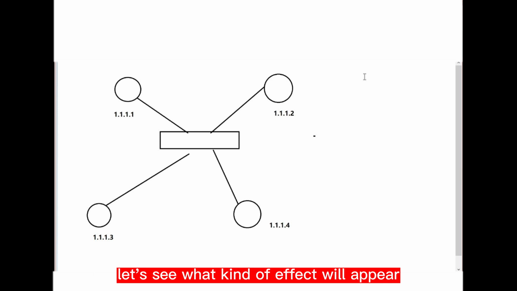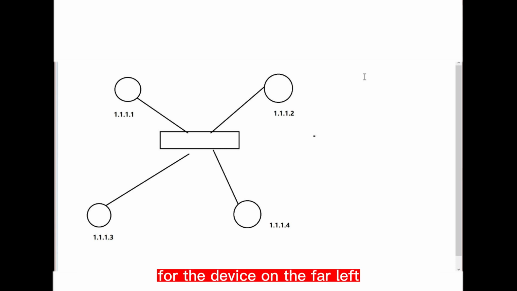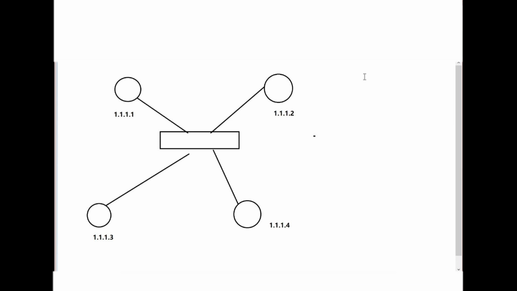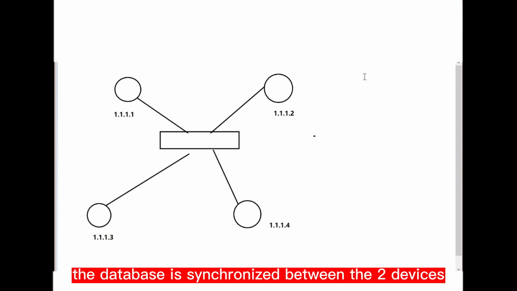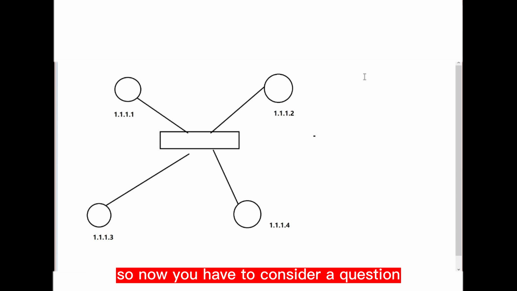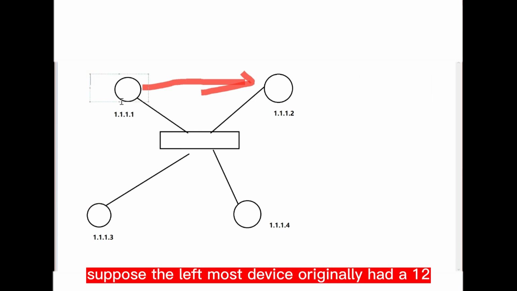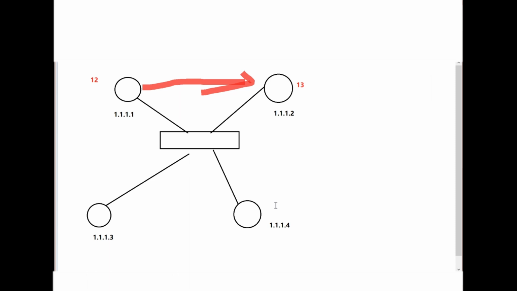Let's see what kind of effect will appear. Let's take the device on the far left as an example. For the device on the far left, we have to consider a DD message. A DD packet is a unicast packet. I'll just give you an example. For example, all devices are adjacent to each other. The database is synchronized between any 2 devices. So now you have to consider a question. There must be an interaction between the 2. Suppose the leftmost device originally had a 1-2, a 1-3, a 4-5, a 5-7. Interaction between them.